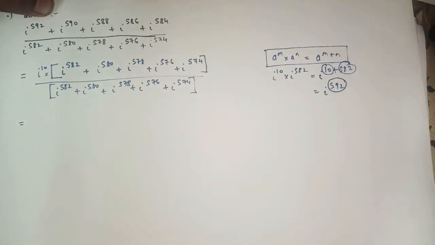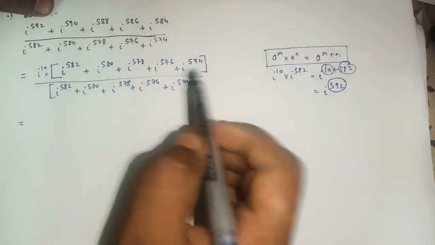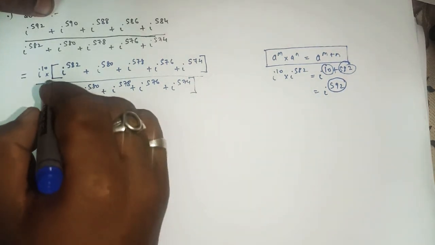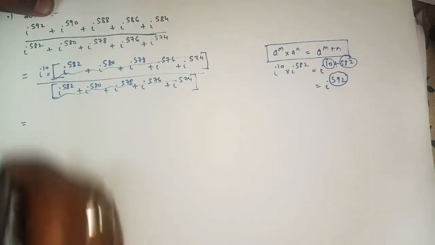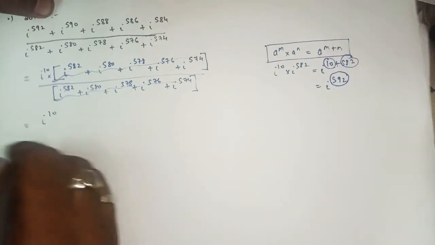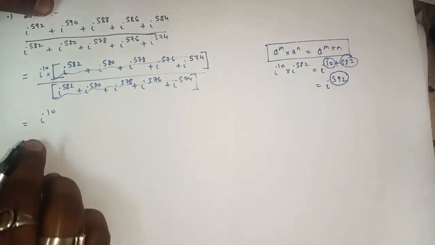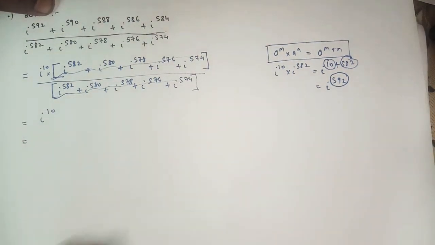After removing i raised to 10, as clearly we can see, this section and this part look the same. So we can cancel this part, and you will be left with i raised to 10. We know that for i raised to 10, there are 3-4 different methods.